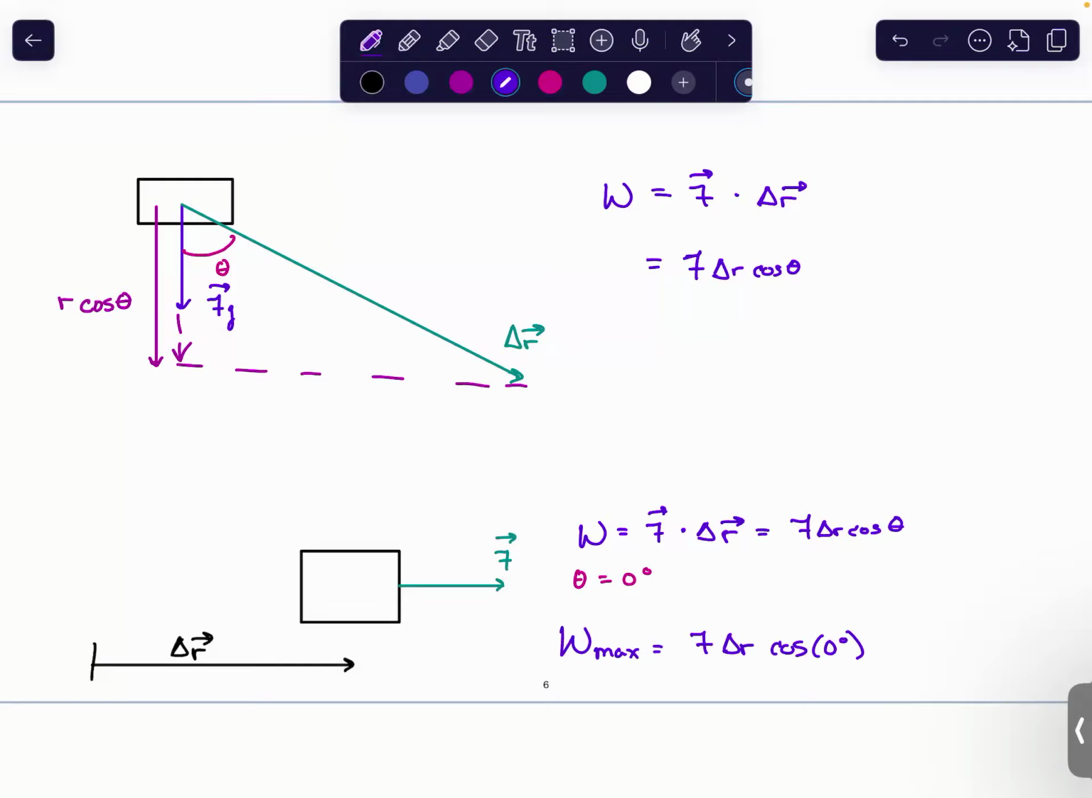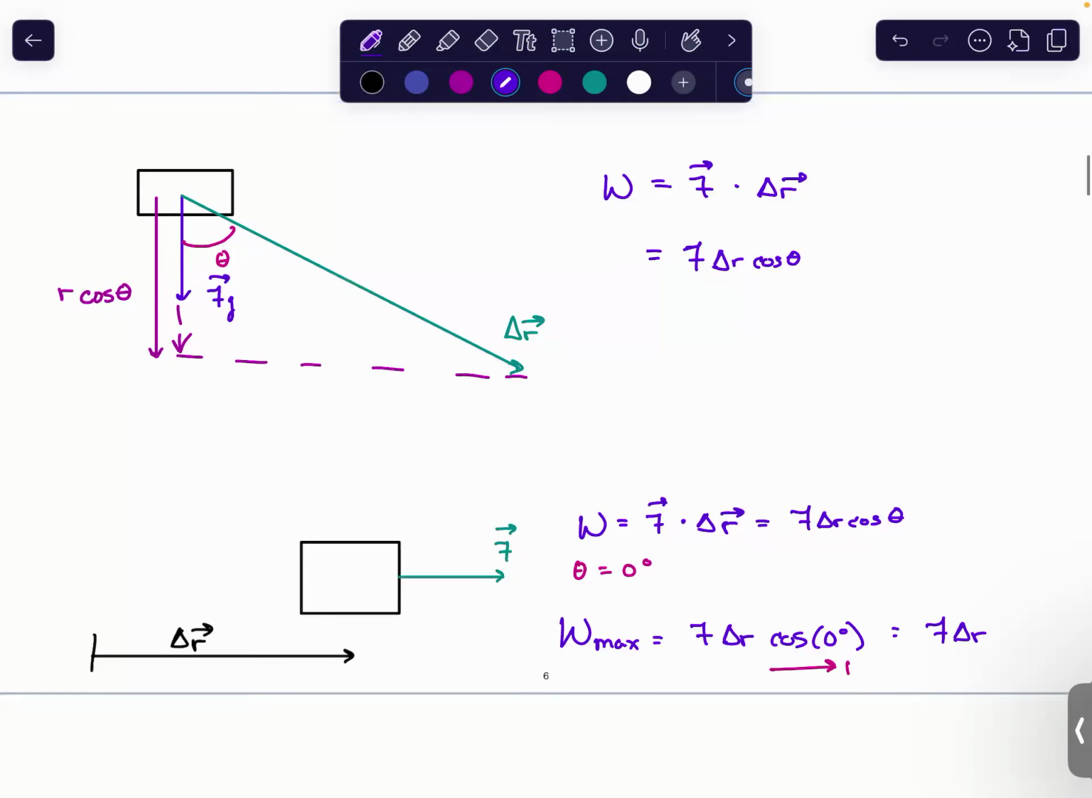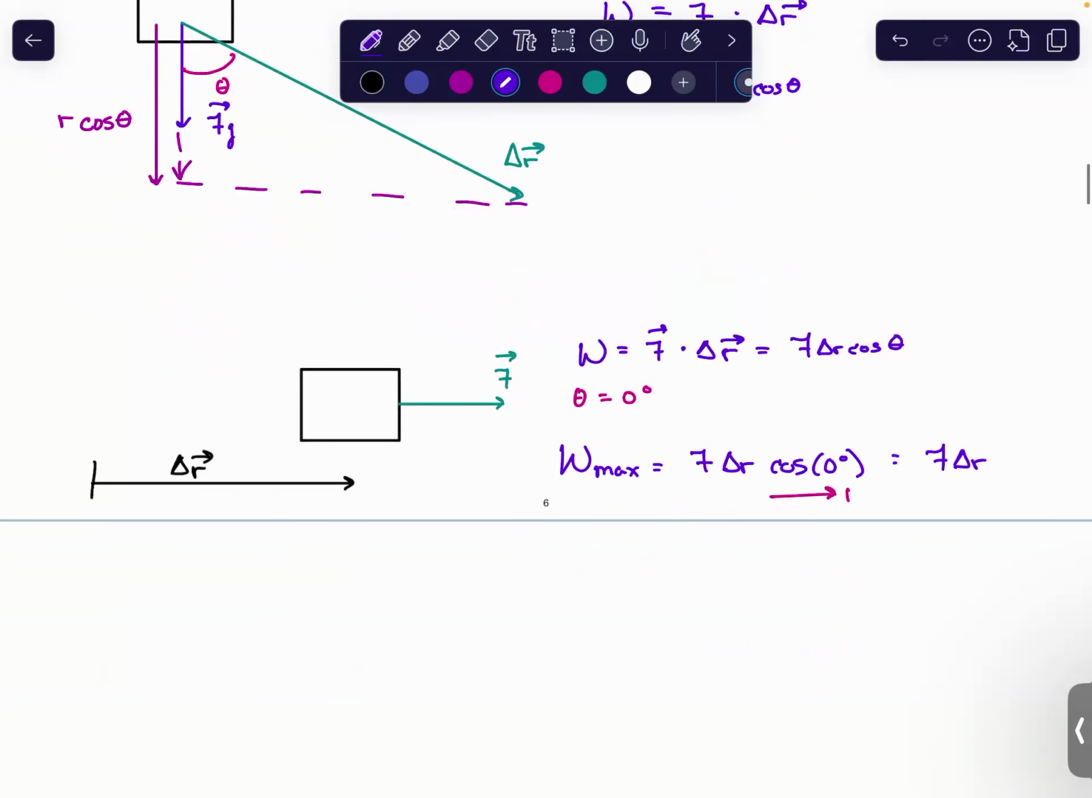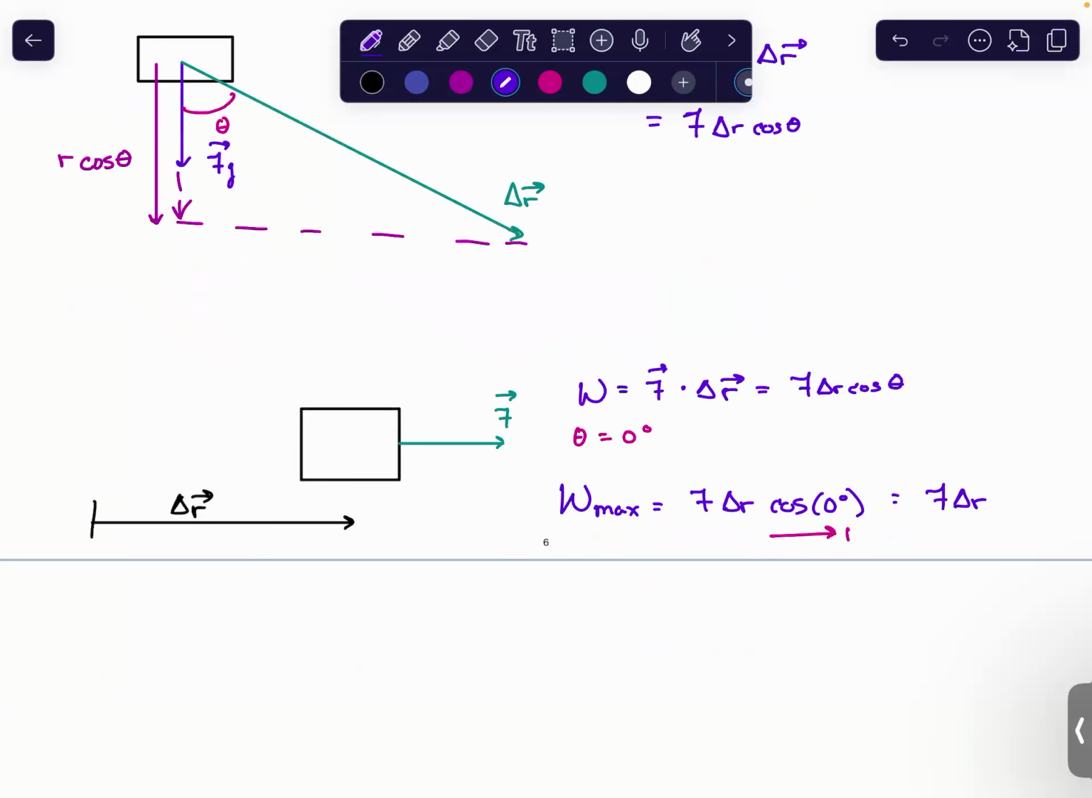What's the cosine of 0? 1. That becomes 1. You end up with F R, so your displacement. And of course, if you're only looking at a single dimension, you can say, well, this is the same thing as F delta X. Work in the Y direction is force times delta Y. They're all the same, same idea. Just remember your second part is going to be a force multiplied by a displacement.